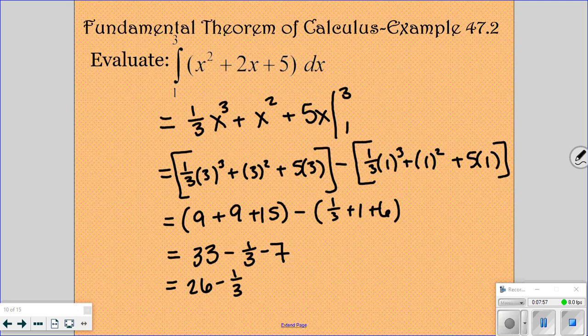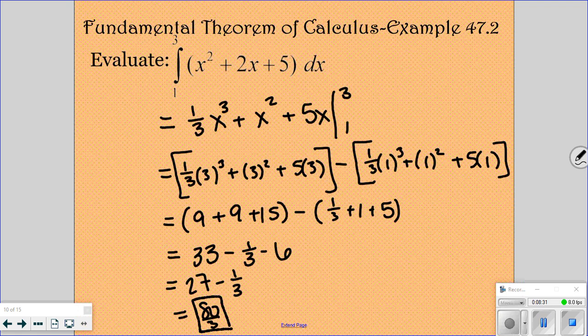I multiplied wrong here, guys. Goodness, y'all probably already noticed it. This should be a 5. So this would be 6. So this would be 27. So 27 minus 1/3 would be 80/3. And so that would be your answer. Sorry about that. Y'all were probably sitting there noticing it already. But that's how you evaluate your definite integrals.